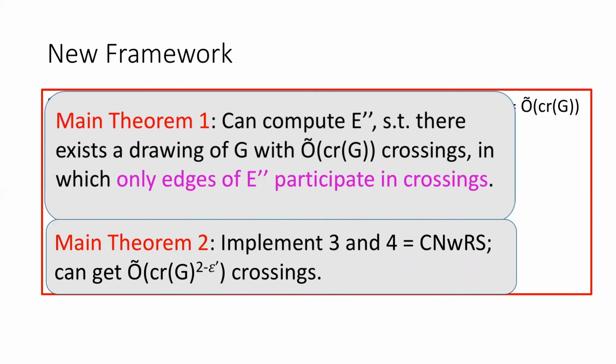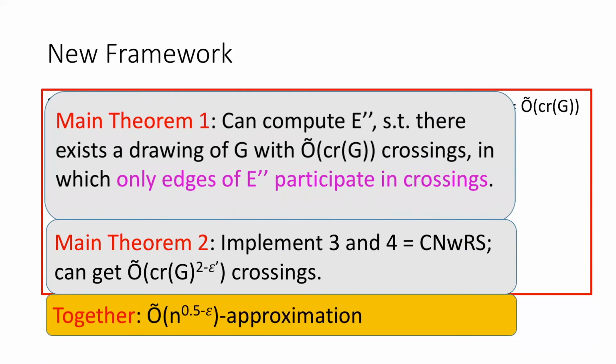So combined with main theorem 1, we get an n to the 0.5 minus epsilon approximation for crossing number on bounded degree graphs. So I should say that we did not try our best to get the approximation algorithm for main theorem 2, because at this point, the paper is already very long and technical. So the second main theorem here, we view it as a proof of concept that we can use this framework to easily overcome the square root n barrier and get better approximation. So in the remaining time, I will focus on the proof of main theorem 1, and I will not present the algorithm for main theorem 2 due to the limit of time.